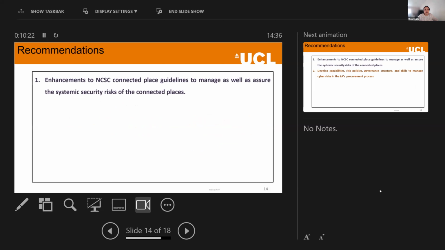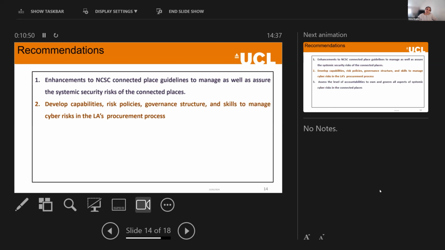So we gave 5 recommendations. One was enhancements to the NCSC Connected Place guidelines because they were really very high level and did not really touch the systemic risks. I would like to think that my points were taken into the National Cybersecurity Strategy, which was then published later down the line. But I'm sure there were many more people who had input into it.